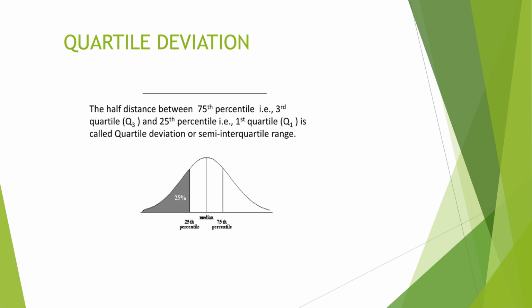Next is the quartile deviation. Half the distance between the 75th percentile, that is the third quartile, and the 25th percentile, that is the first quartile, is called the quartile deviation or semi-interquartile range.